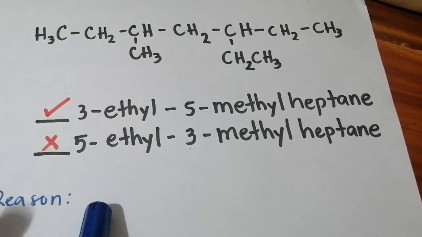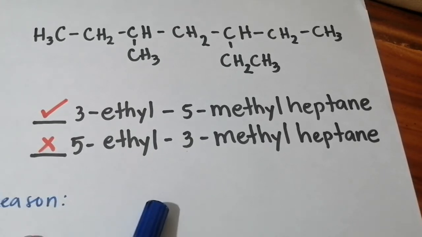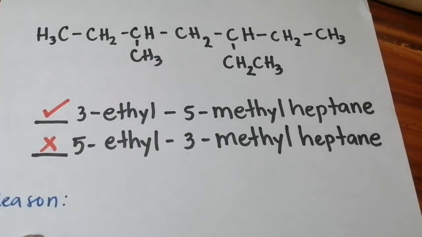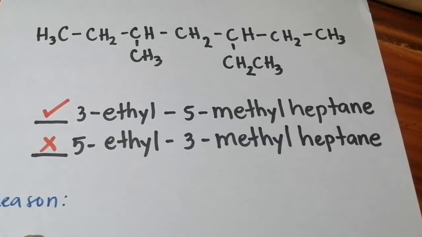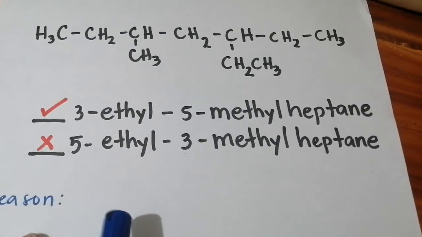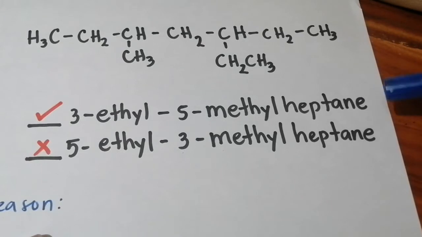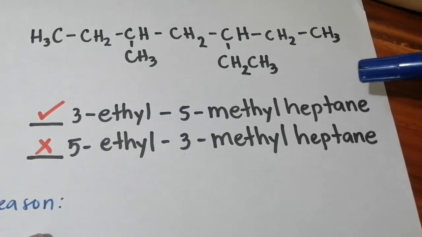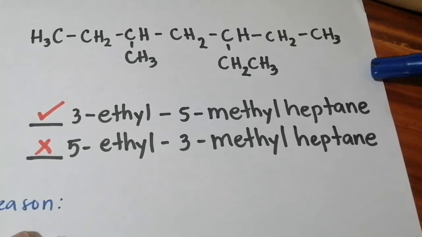In this example, the correct name of this molecule is 3-ethyl-5-methyl-heptane. Why is it 3-ethyl-5-methyl-heptane and not 5-ethyl-3-methyl-heptane? The reason behind that is, according to the rule of IUPAC nomenclature, we have to start from the longest chain.